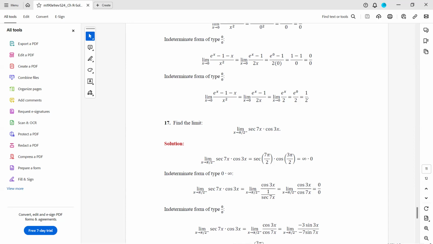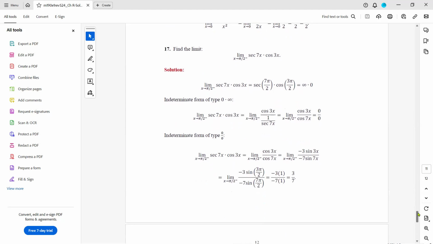Do not cancel the x's here. These are arguments. These are not coefficients of the function, okay? This is part of the argument of the angle. So don't cancel those, you're changing the problem.